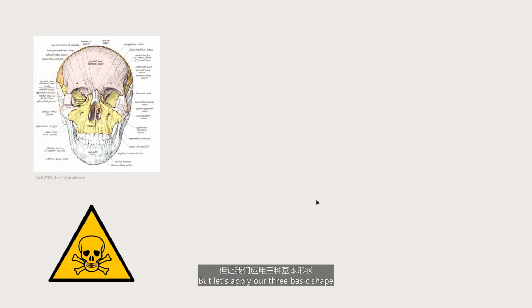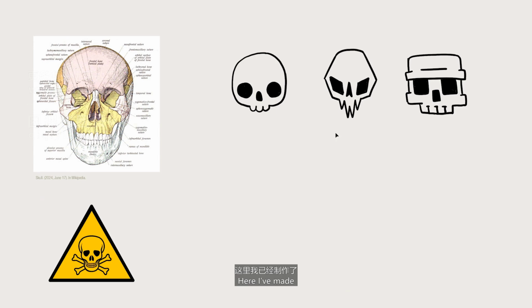But let's apply our 3 basic shape languages to it. Here I've made 3 different abstractions, one making it a lot more circular, one a lot more triangular, and one a lot more square. The circular one definitely makes it a lot more friendly. The triangular one, even more dangerous. And this square one feels very Cro-Magnon, very early man skull, so maybe a bit more dim-witted, a bit more stubborn perhaps.